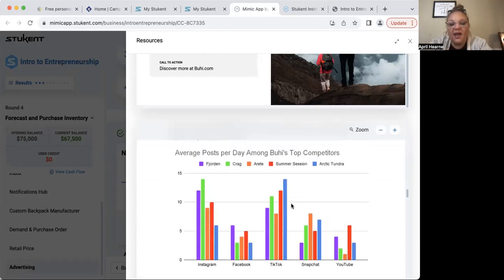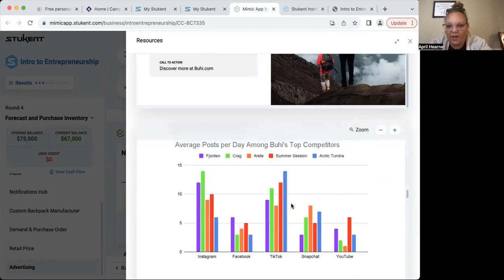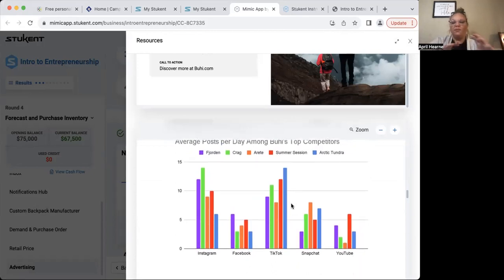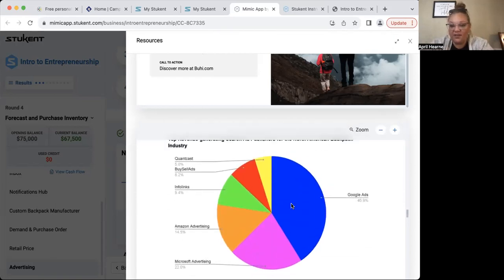It says average posts per day by our competitors. Now, no one's going to ask you how many posts per day you want to make. That's not what this is for. But this does show you where your competition is and how active they are. So I'll let you dig into those numbers and just kind of make decisions, whatever you see fit.